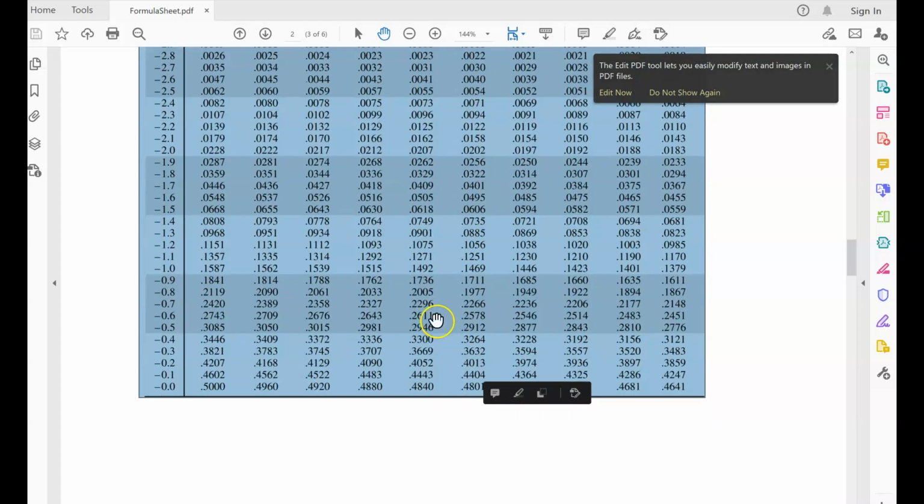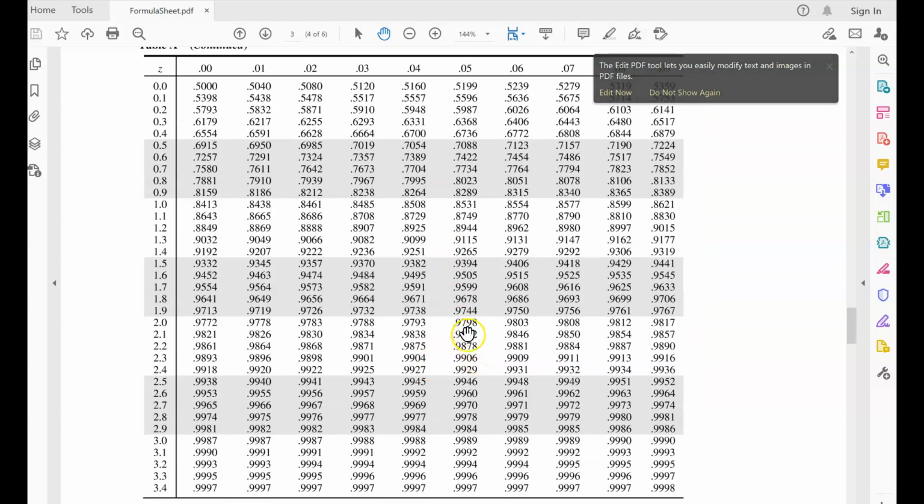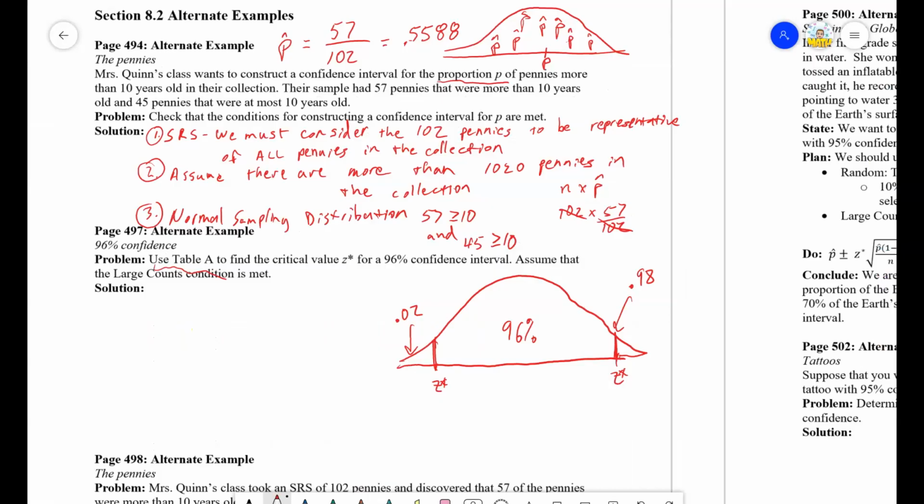2.05. Likewise, if I go look for that 98% number, if we try to get as close to 0.98 as possible, it looks like we would see 0.9798, right? Or 0.9803. It's really close as well, but 0.9798 is closer to 98% than 0.9803, just barely. And what's the z-score that corresponds to that? 2.0, and then the second decimal place would be 0.05. So what we're suggesting is that this would be 2.05, and this would be negative 2.05.